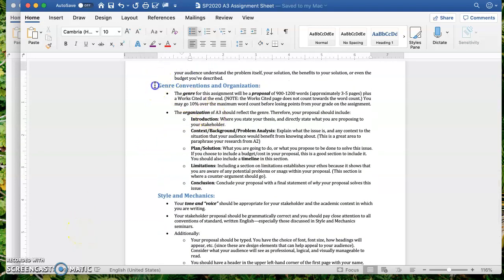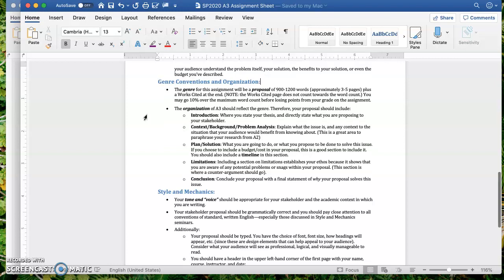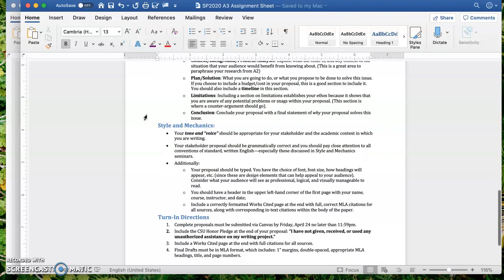Also, I'll go over this more in a minute, but I have an example for you to read in the JTC, an example of a proposal that has sections that are similar to this. So I would refer to that example in terms of how to format your paper so that it fits within the genre of a proposal.